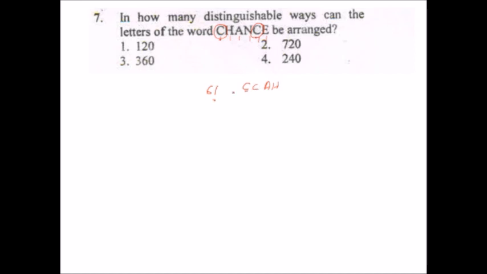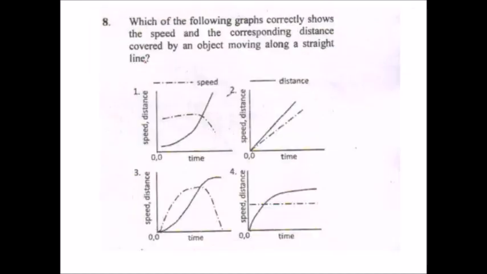So to solve this problem, we divide it by the factorial 2. Now how to solve this? The factorial 6 is 6 into 5 into 4 into 3 into 2 into 1, divided by 2 into 1. After solving this, you will get the answer 360. Move to the next question.